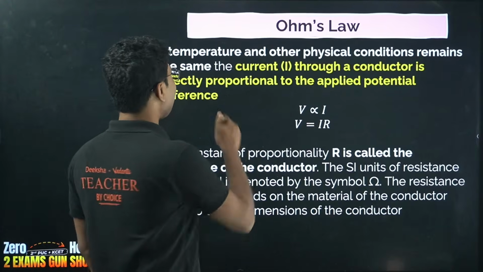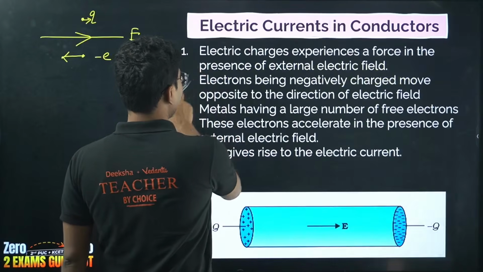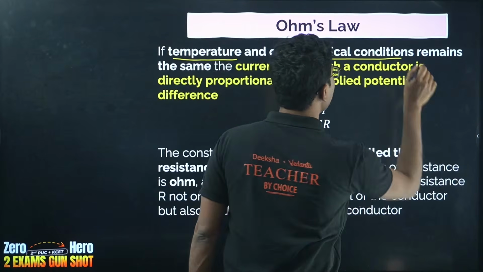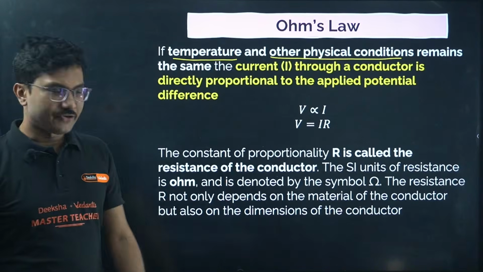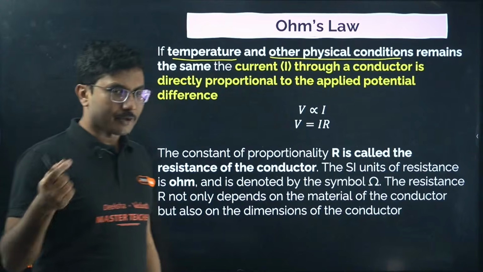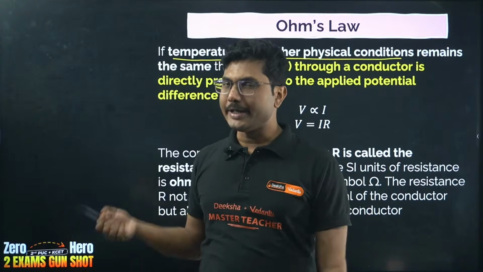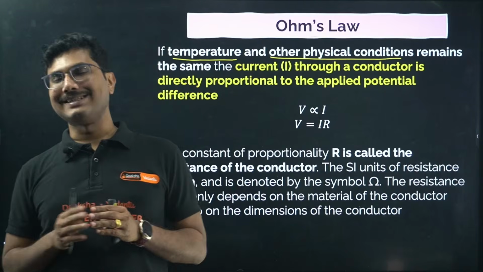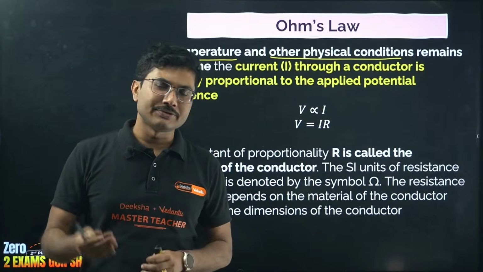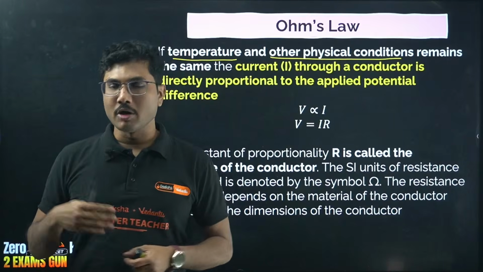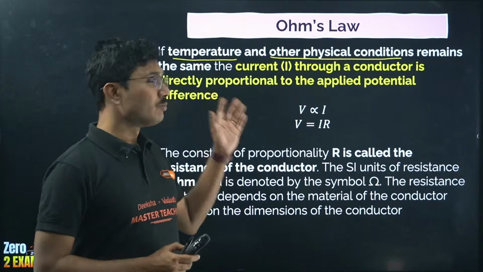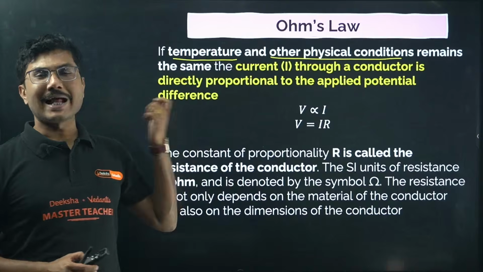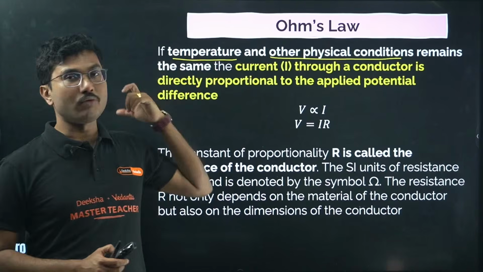Now let me explain these two terms, temperature and other physical conditions. What is the meaning of temperature? Temperature is very obvious. Suppose you are performing an experiment at say 20 degrees Celsius, the entire experiment has to be done at 20 degrees Celsius only. If the temperature changes, then this law is no longer valid. In fact, Ohm's law has some limitations in terms of temperature that we will see in a while, but temperature has to be constant. This is a condition of Ohm's law.